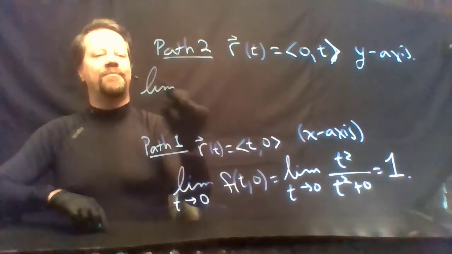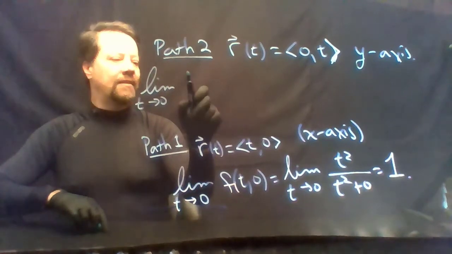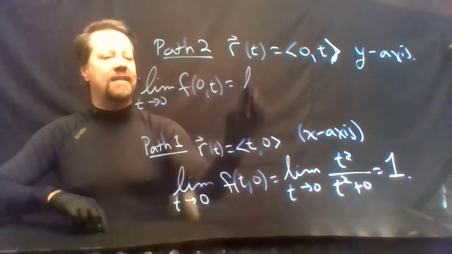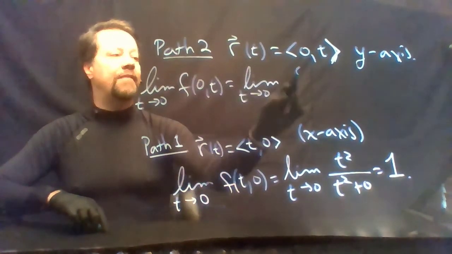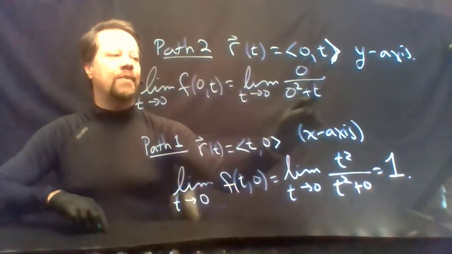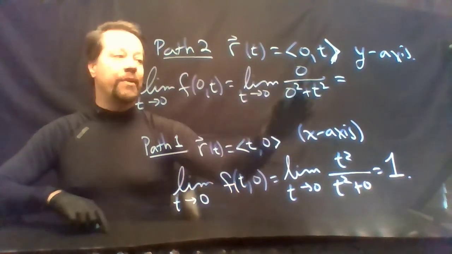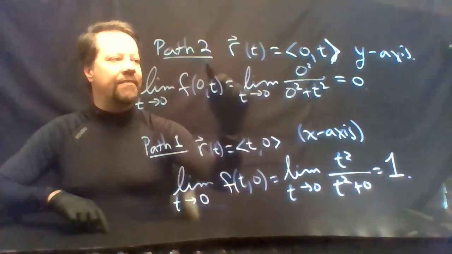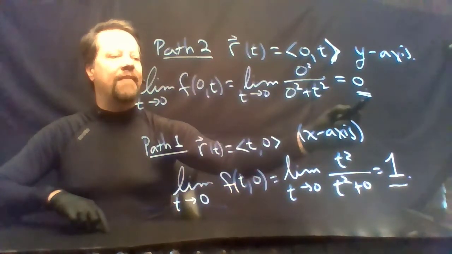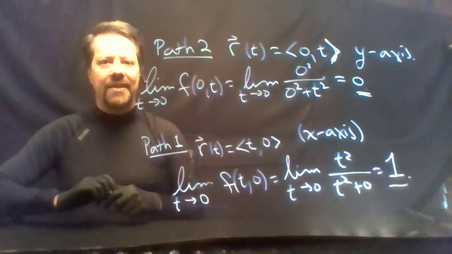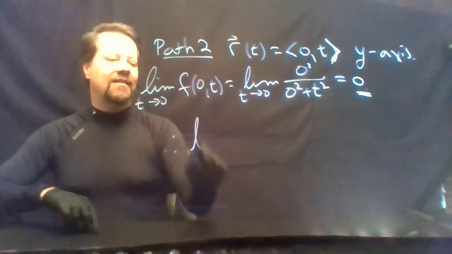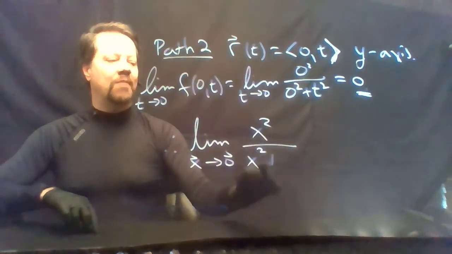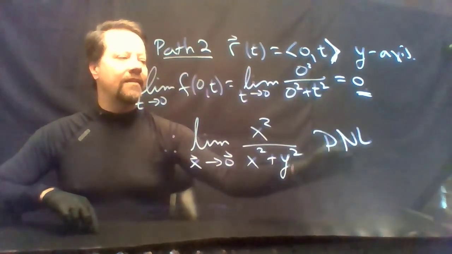We'll take the limit as t goes to 0 of our function evaluated at 0, t. In this case, that's the limit as t goes to 0 of 0 divided by 0 squared plus t squared. Well, the numerator is always 0, so you get 0 for the limit here. Because you have different limits on path 1 versus path 2, we deduce that the limit does not exist. The limit as x goes to the 0 vector of x squared over x squared plus y squared does not exist.